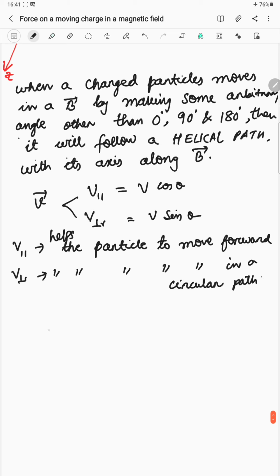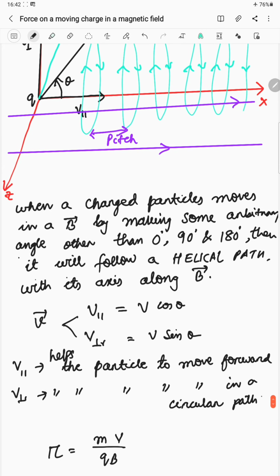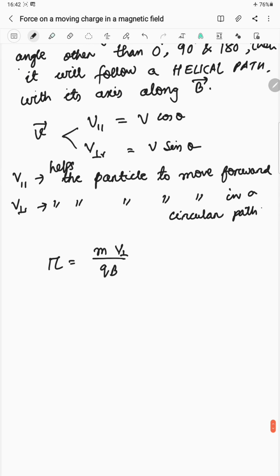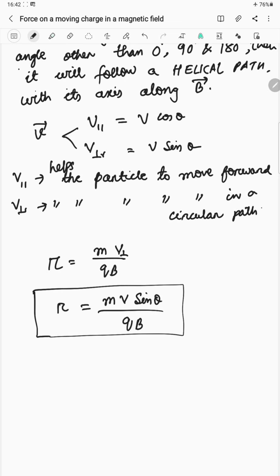So now let us find out what is the radius of the circle it makes. The radius formula we have already calculated, mv by qB. But now v has got two components, parallel component and perpendicular component. So while finding the radius, which component is responsible, parallel or perpendicular? Looking at the diagram, you can easily make out it is the perpendicular component. So I have to write down here v perpendicular. If it is v perpendicular, what is the formula for v perpendicular? v sin theta. So the formula for radius will be m v sin theta divided by qB, that will be your r. Okay, is it clear how to find out the radius of the helix?